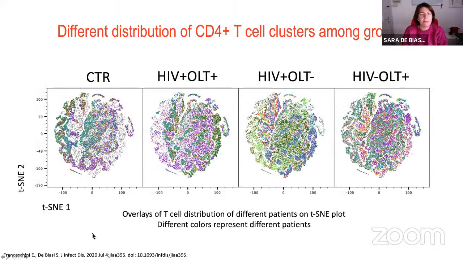And here you can see the different distribution of CD4 T-cell clusters among the different groups. Here you can see, for example, the overlays of T-cell distribution of different patients on a t-SNE plot. Different colors in this case represent different patients, and you can see that different areas of the plot are occupied by different patients.